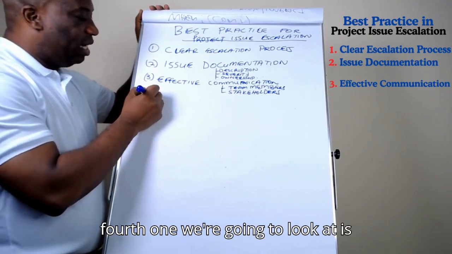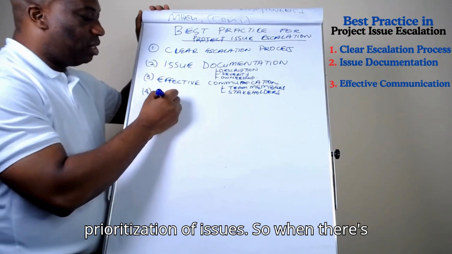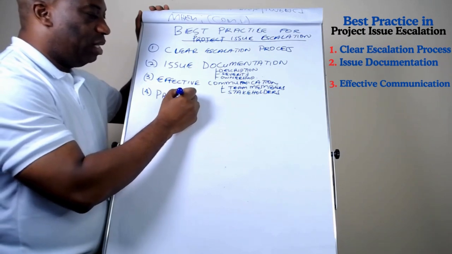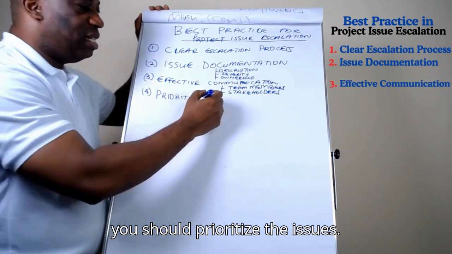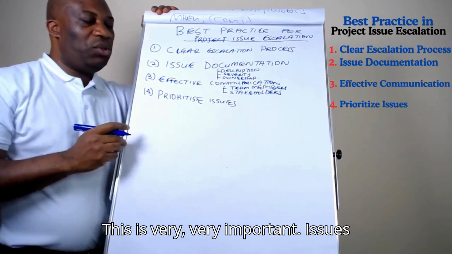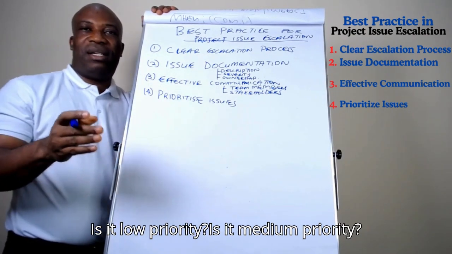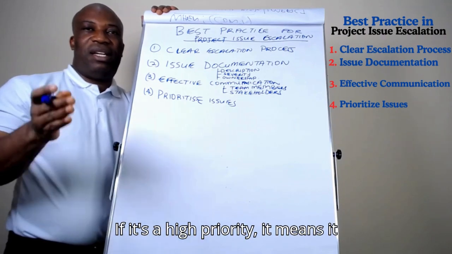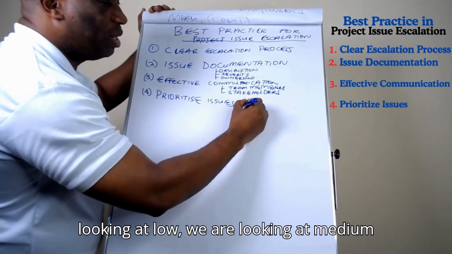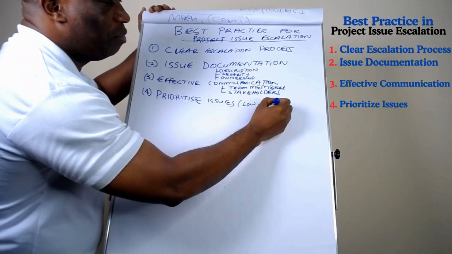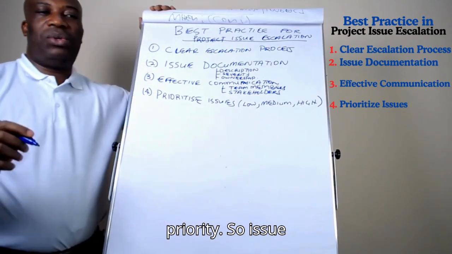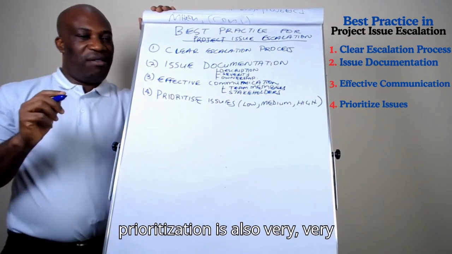The fourth one we are going to look at is prioritization of issues. So when there's an issue in a project, you should prioritize the issues. This is very, very important. Issues must be categorized. Is it high priority? Is it low priority? Is it medium priority? If it's a high priority, it means it requires a lot of attention. So we are looking at low, medium, and even high priority. So issue prioritization is also very, very important.